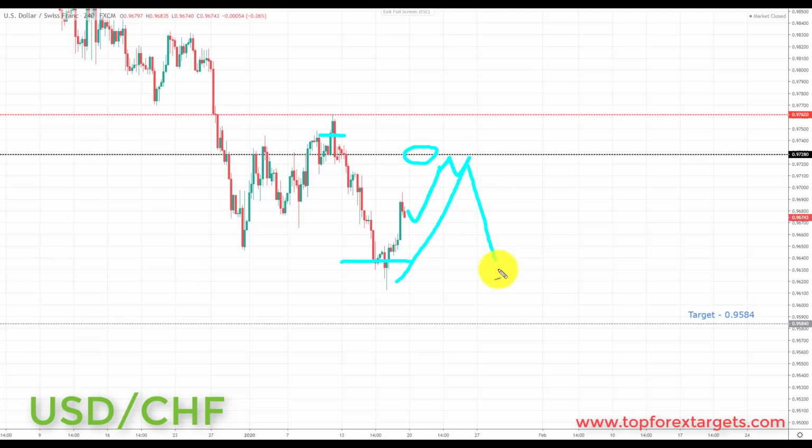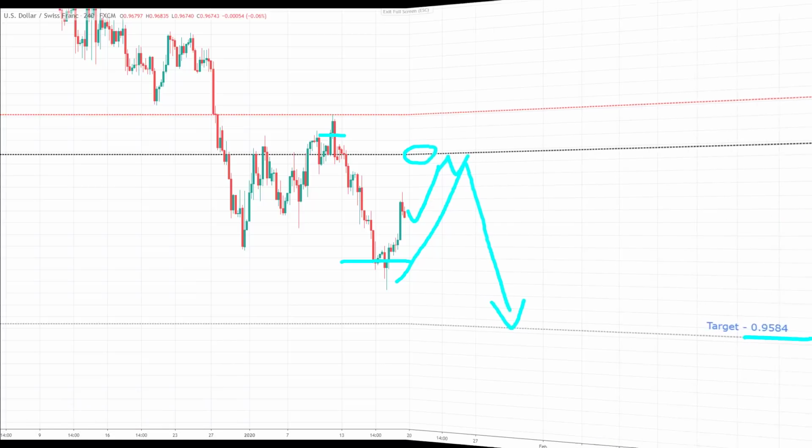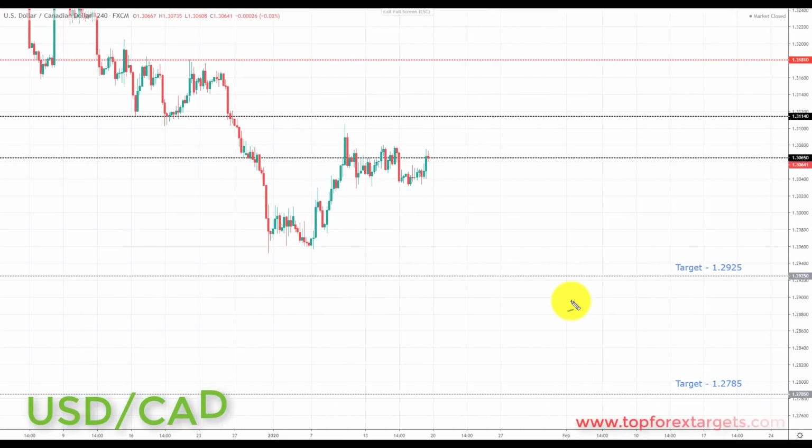We're going to be looking at initiating shorts if we can get those bearish setups down towards the next key of support to the downside and target 2 from last week at the 0.9584. So the next market we're going to look at is US dollar CAD.